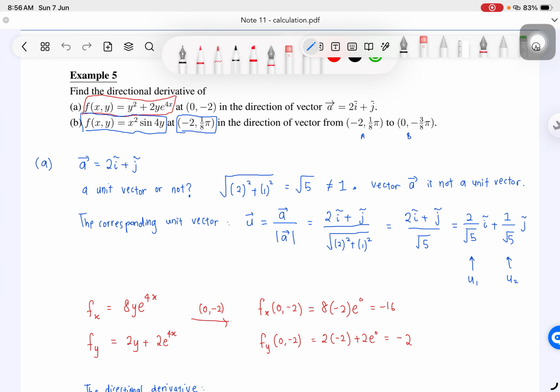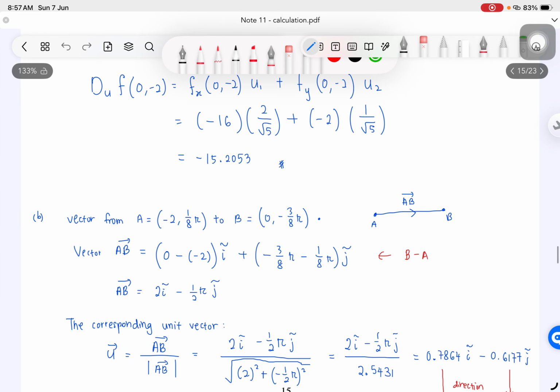Now we see B. For question B, not much different, but for the vector, they give it to you in terms of points. Meaning that, let's say this one is point A and this one is point B. So we need to find the vector AB. So recall what you have learned in EM1 before this. To find vector AB, what you need to do is B minus A.